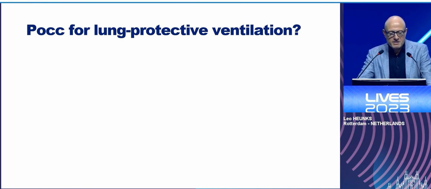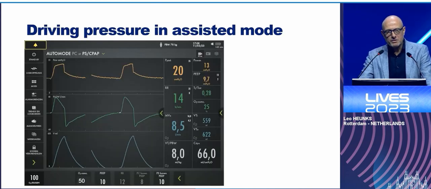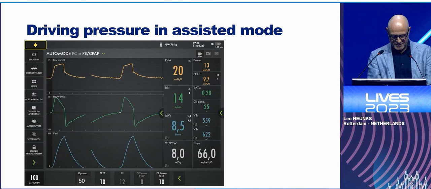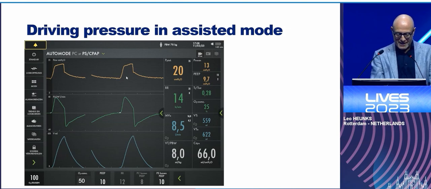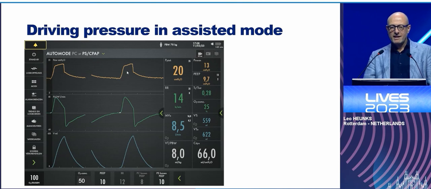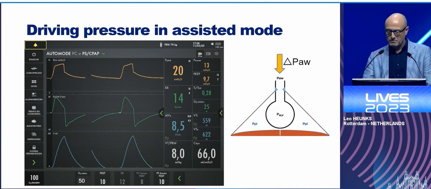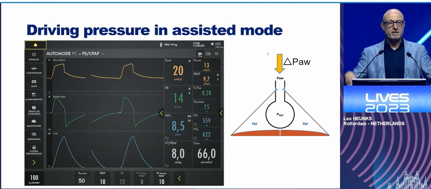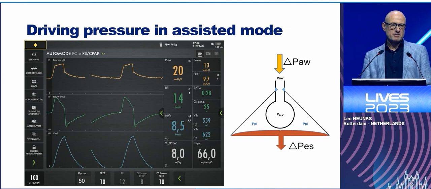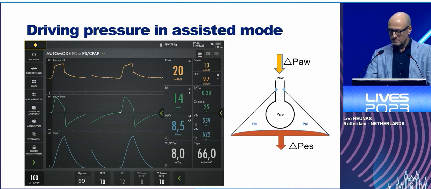The other interesting question is, can we use P-OC to deliver lung protective ventilation? As you will know, this is a patient on pressure support ventilation, 10 of pressure support. As you know, the increase in airway pressure during pressure support does not reflect the driving pressure, right? As would be the case if the patient is on controlled mechanical ventilation, because in a patient on pressure support ventilation, the lung distending pressure is determined by the change in airway pressure delivered by the ventilator, plus the pressure developed by the respiratory muscles.